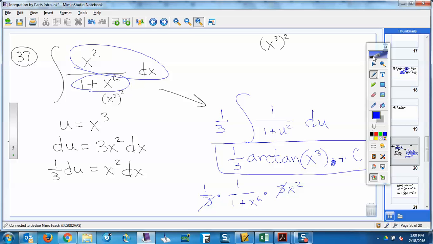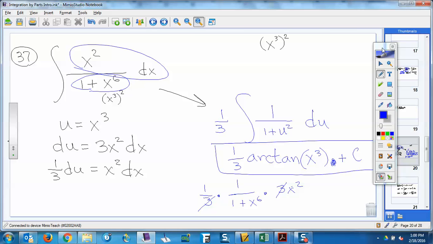So in other words, if you have a 1 plus x to the 8th, you have a 1 plus x to the 10th, right? That has the feel of an arctangent, right? Because it's 1 plus something squared. All right.